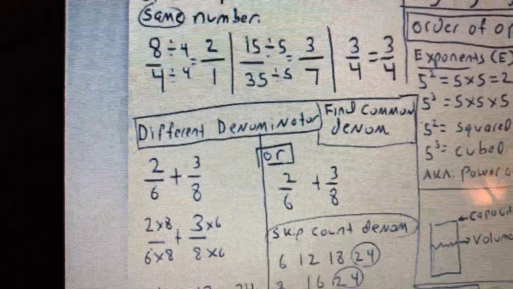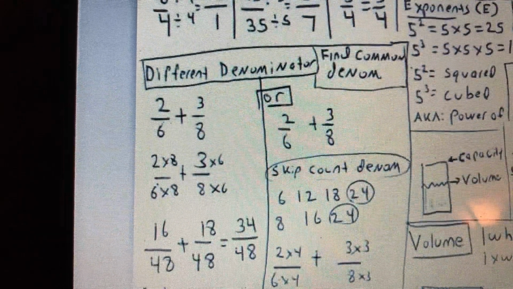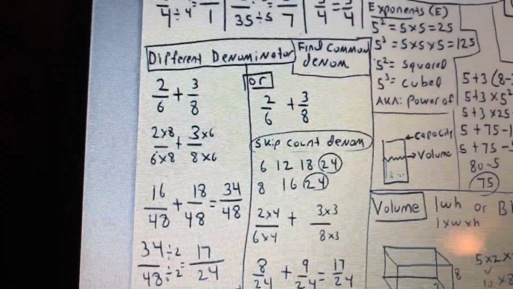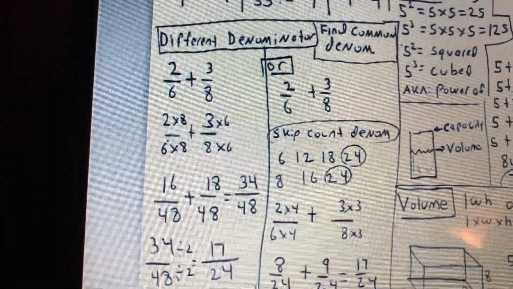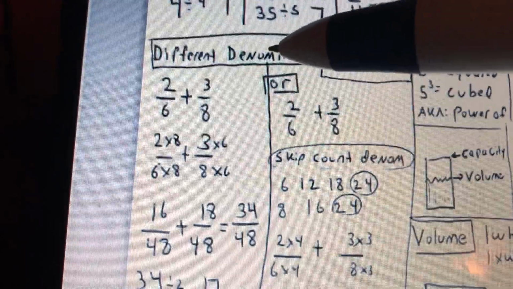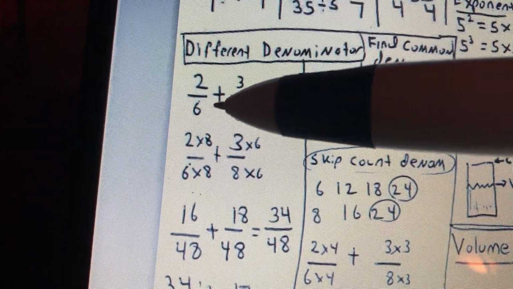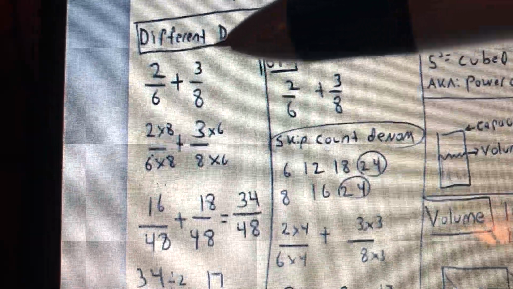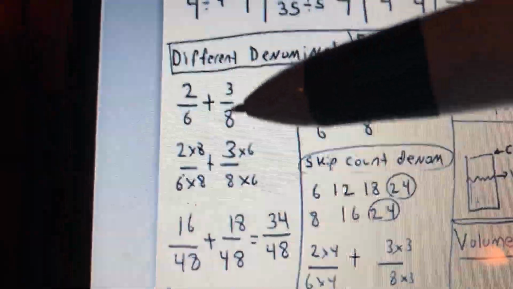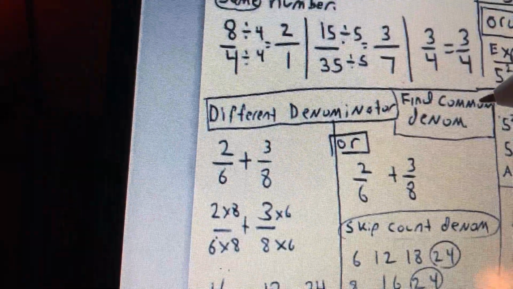Now, right here, different denominators. Let's go up a little bit. This is where some of you are getting better, but need more practice. Okay. If they're different denominators, remember bottom is denominator, you can't have it that way. That will not work. So what you would do is you'd simply get a common denominator, find the common.